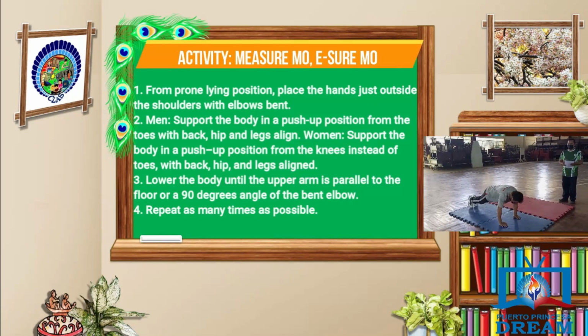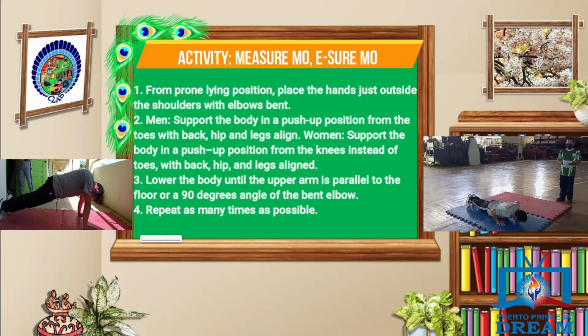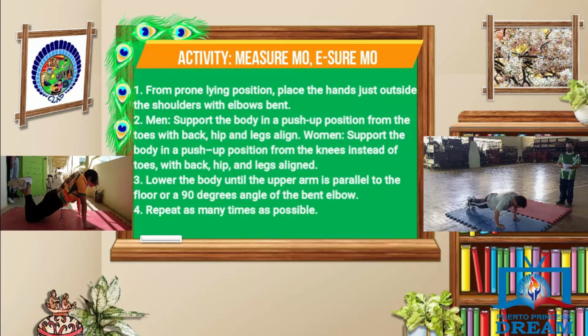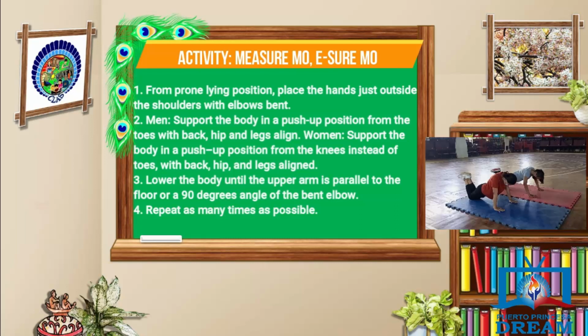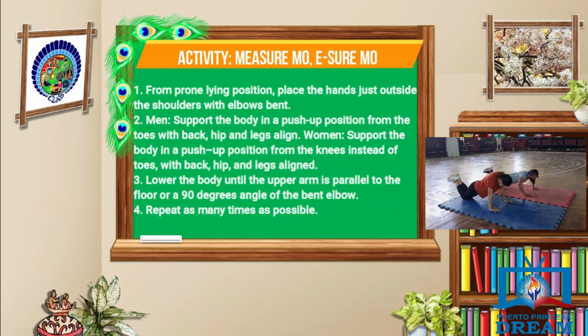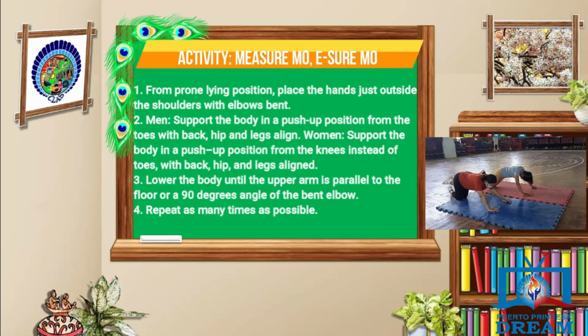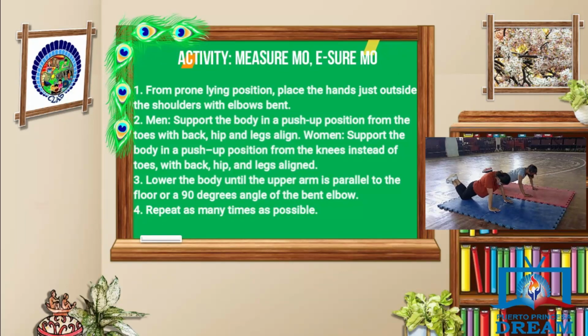Number 2, for men, support the body in a push-up position from the toes with the back, hip, and legs aligned. For women, support the body in a push-up position from the knees instead of toes with back, hip, and legs aligned. Number 3, lower the body until the upper arm is parallel to the floor or a 90-degree angle of the bent elbow. Number 4, repeat as many times as possible.